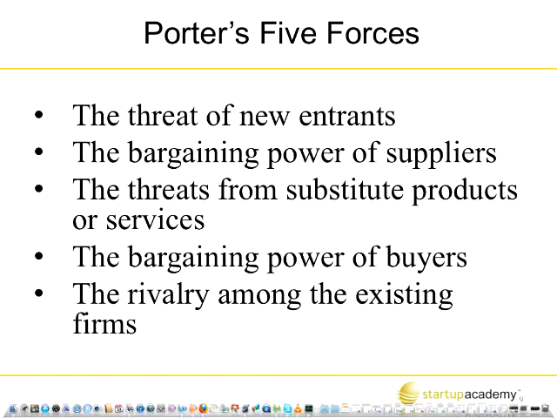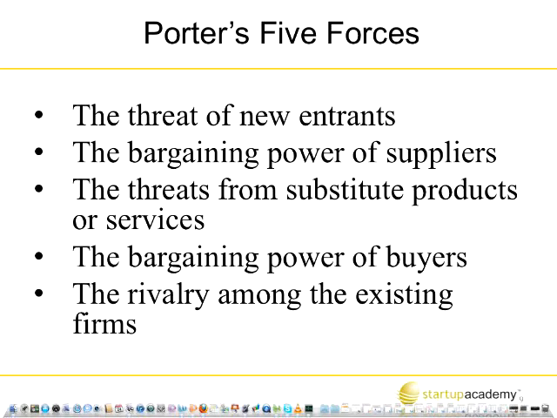Again, with Porter's 5 forces, you have a couple of good readings and templates that will give you the exact details of this analysis and help guide you through it. But the 5 forces are threat of new entry, bargaining power of suppliers, threats from substitute products or services, bargaining power of buyers, and the rivalry among existing firms.